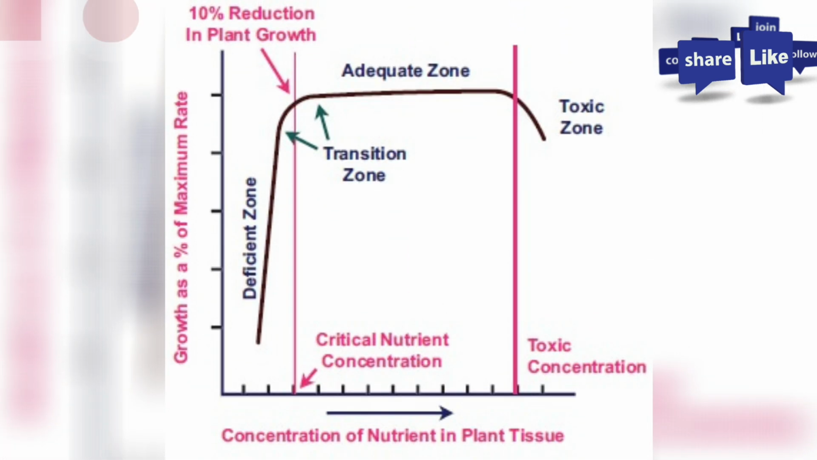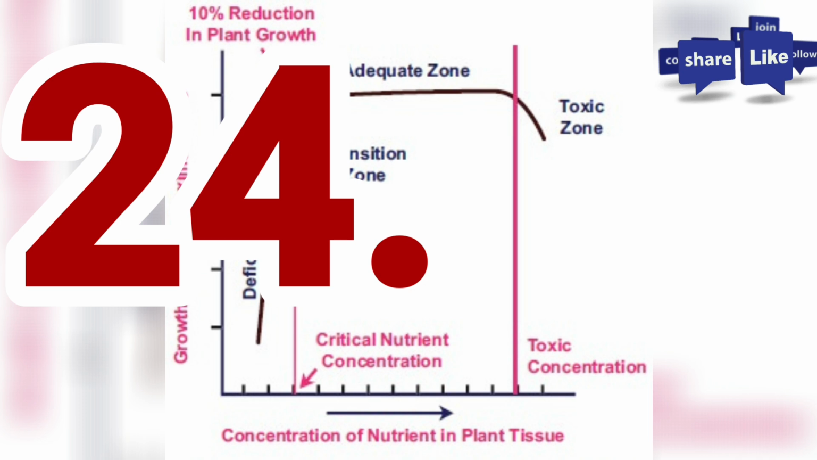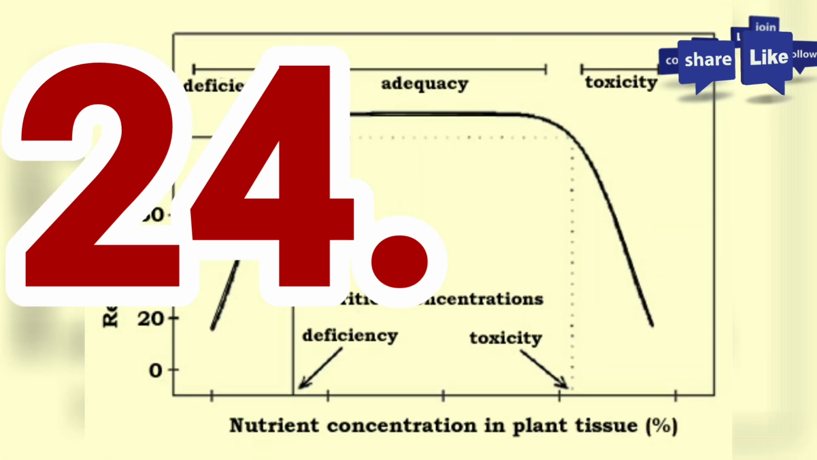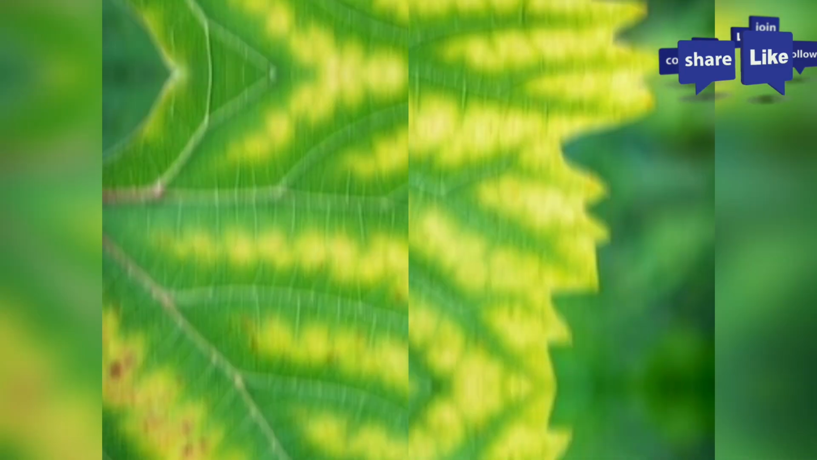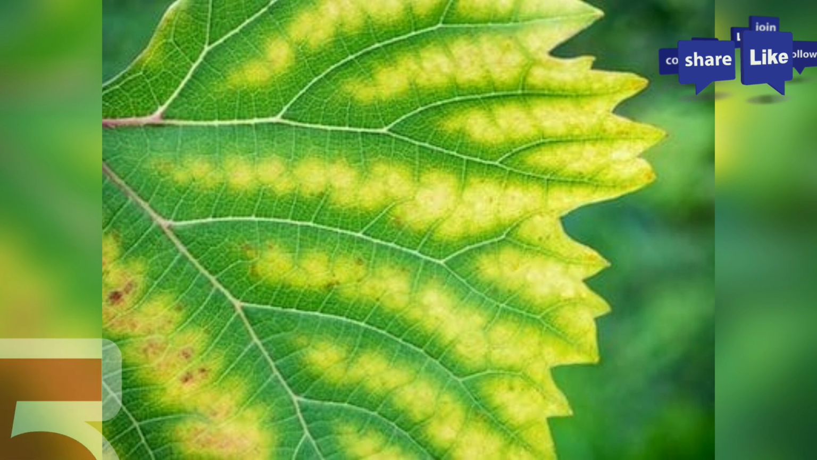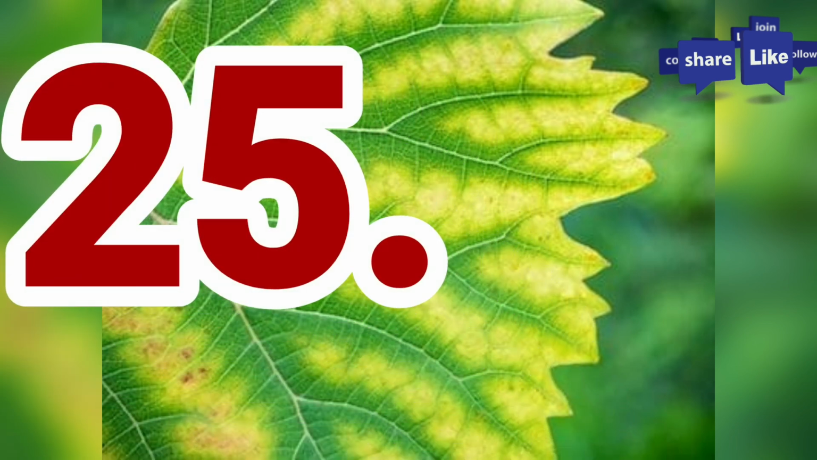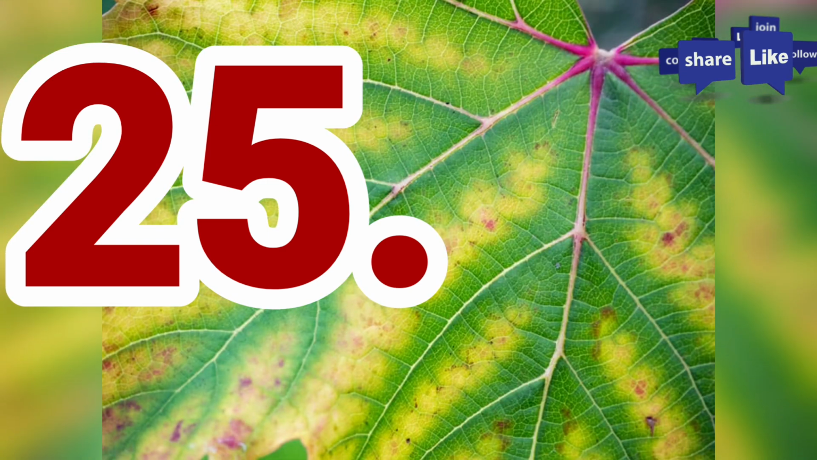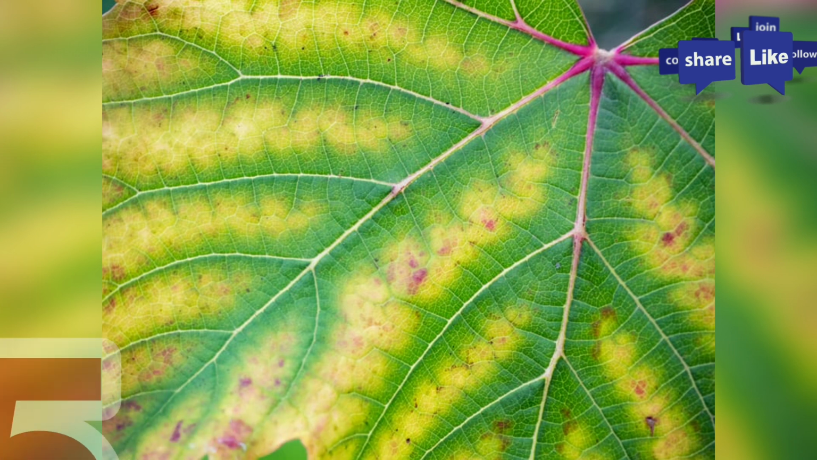What is critical concentration? The concentration of essential elements below which plant growth is retarded is termed the critical concentration. A few deficiency symptoms: chlorosis means loss of chlorophyll leading to yellowing of leaves. It can occur due to deficiency of nitrogen, potassium, magnesium, sulfur, iron, manganese, zinc and molybdenum.